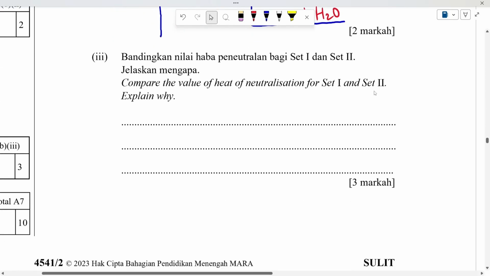Okay, number 3, compare the value of the heat of neutralization for set 1 and set 2. Then explain your answer. So 3 marks. Okay, let's try this question.